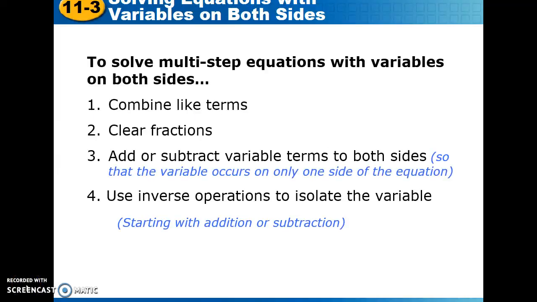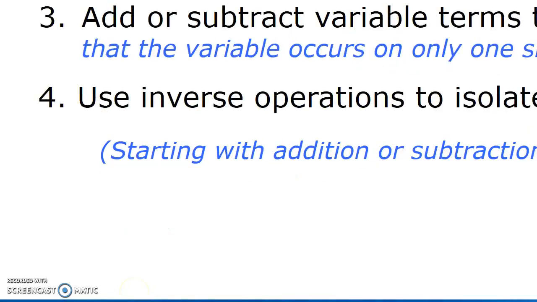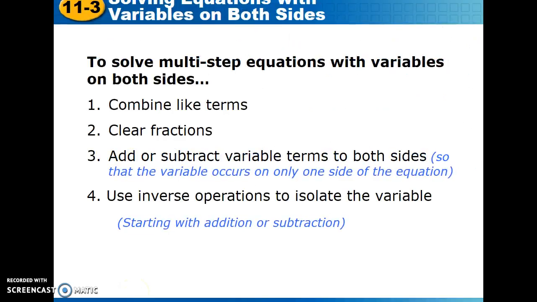Okay, guys, so here are some notes that you need to jot down on your handout. To solve multi-step equations with variables on both sides, we follow these steps where we first combine like terms. And then second, we clear the fractions by using those parentheses and multiplying by a fraction.